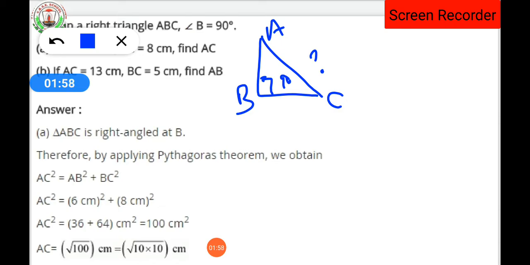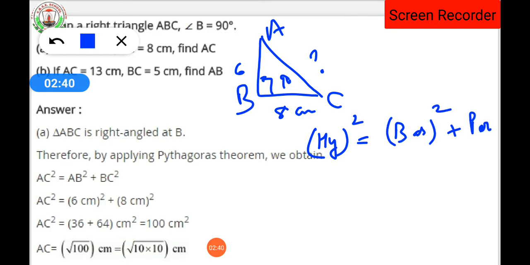So here it is given AB is equal to 6 centimeters. The measurement of side AB is given as 6 centimeters. The measurement of side BC is given as 8 centimeters. Now you know what the Pythagoras theorem is? Pythagoras theorem is applicable only for right angle triangles. The hypotenuse we can find by the Pythagoras theorem only. So what is the Pythagoras theorem? Hypotenuse the whole square is equal to base the whole square plus perpendicular the whole square.